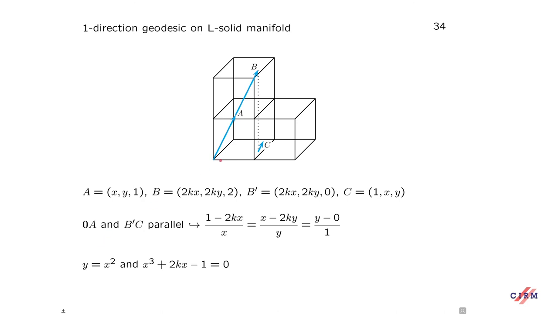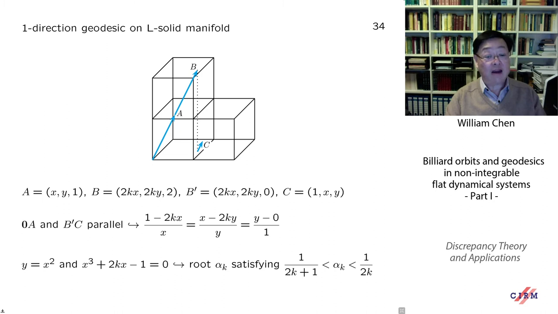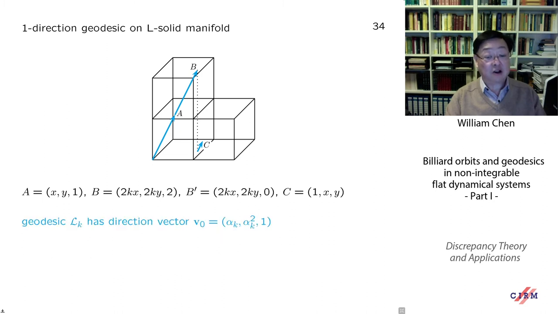Now, it's quite clear that between the origin and A, and between this point B prime and C, the two line segments are parallel. And this gives rise to a couple of equations. And we can solve these equations. One of them is a cubic equation in x. And if we solve it, we find that there is a root that is between 1 over 2k and 1 over 2k plus 1. So alpha k is our x, so our y is alpha k squared, right? So this geodesic has direction vector (alpha k squared, 1).